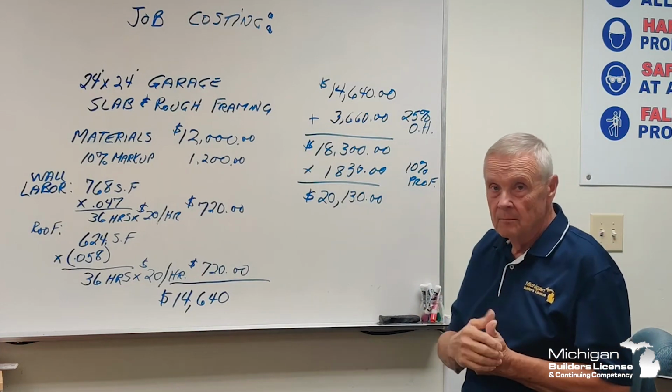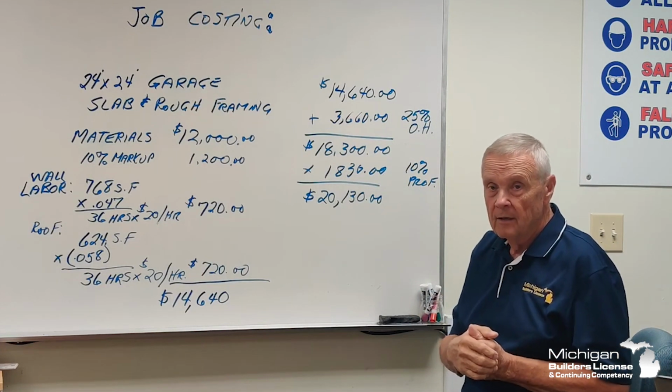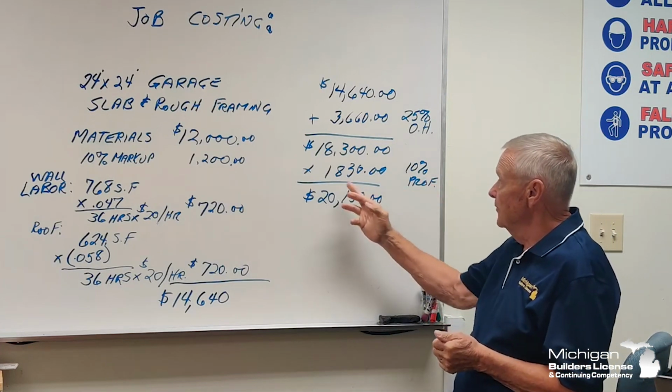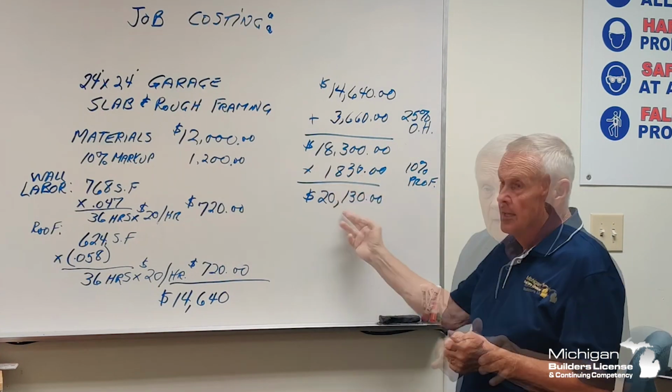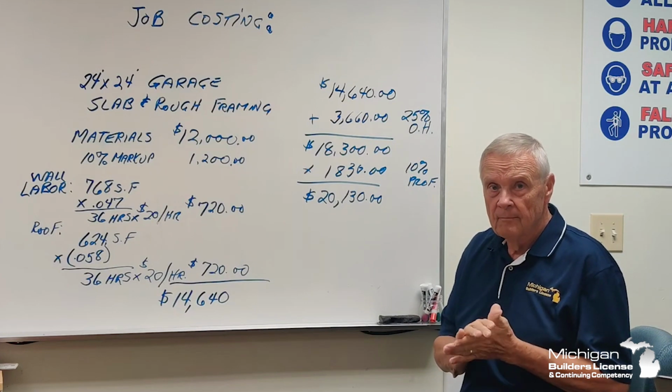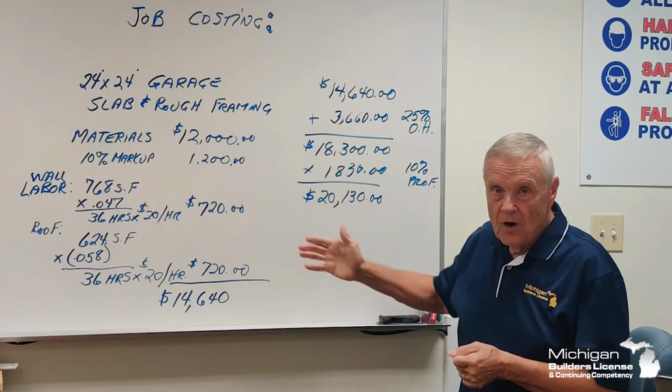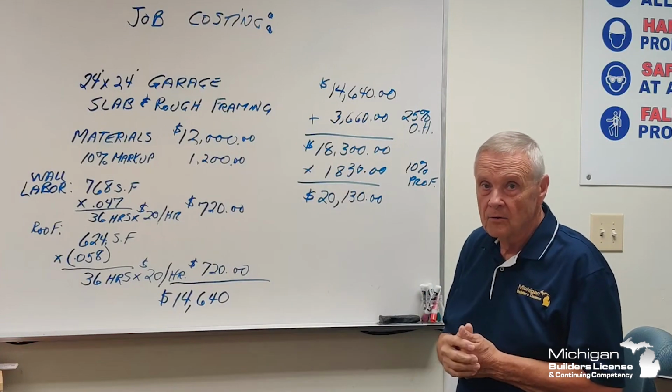And then the last item, we want to have profit in there. Normally that's at least 10%. If I add 10% profit, that's $1,830. And remember, that is only for the slab and the rough framing. I hope this opens your eyes to calculating costs, okay?